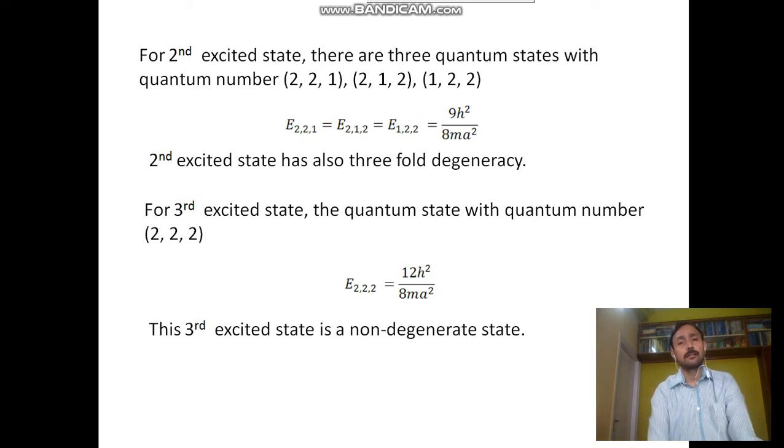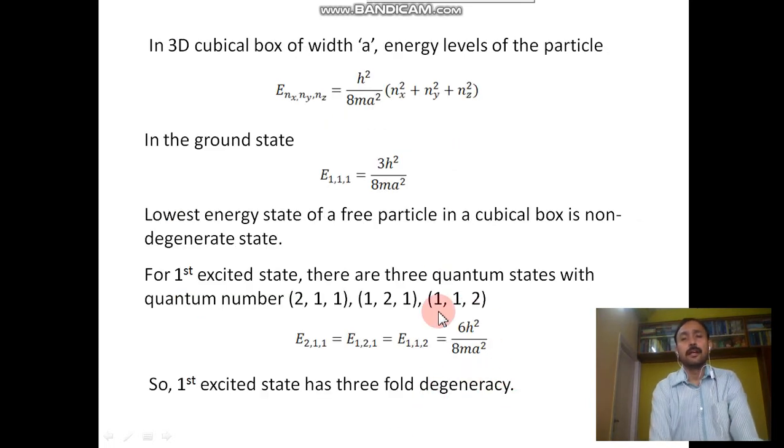Come to the third excited state. Now the quantum state with quantum number 222 has energy 12h square by 8m square. There is only one value and only one wave function, so it is a non-degenerate state. But here the degree of degeneracy is 3.